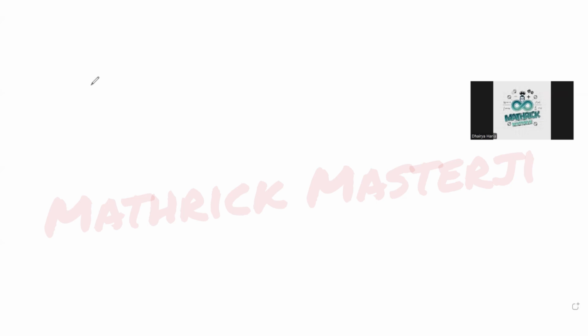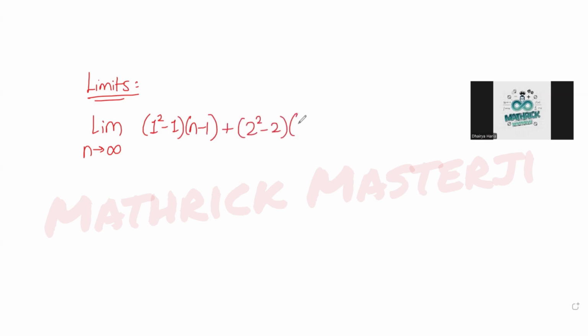Let's see today's question. Today's question we are taking up from the topic of limits. The question tells us to evaluate the value of a limit as n tends to infinity. The expression given is 1 square minus 1 times n minus 1, plus 2 square minus 2 times n minus 2, plus, till we reach n minus 1 the whole square minus n minus 1 times 1.